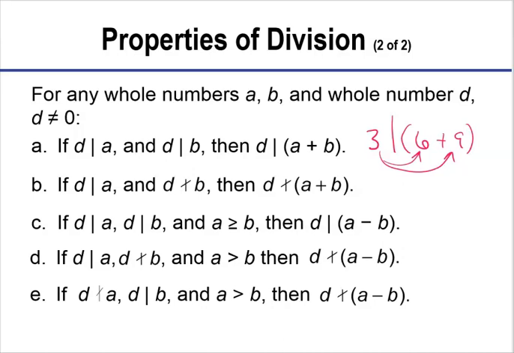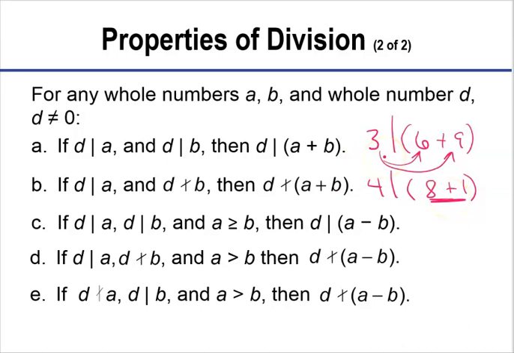Now, we could take a look at an example. Look at this. 4 divides 8 plus 1. We know 4 divides 8. The answer is 2. But 4 does not divide 1. And if you went ahead and added that together, we know 4 doesn't divide 9. So it's got to divide both of them.